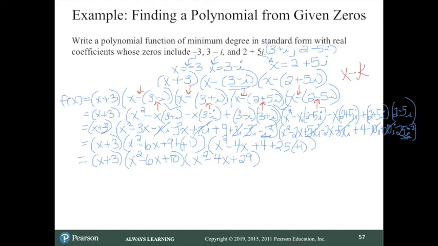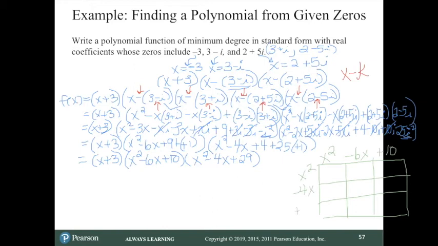Okay, from here it's polynomial multiplication. Now, it is long and you have to be organized. It's so important to be neat and organized. And that's why I think it's helpful to have that table, the multiplication table, when you're doing this. So let's go ahead and start using that table. So I'm going to multiply my two trinomials first. x squared minus 6x plus 10, x squared minus 4x plus 29.